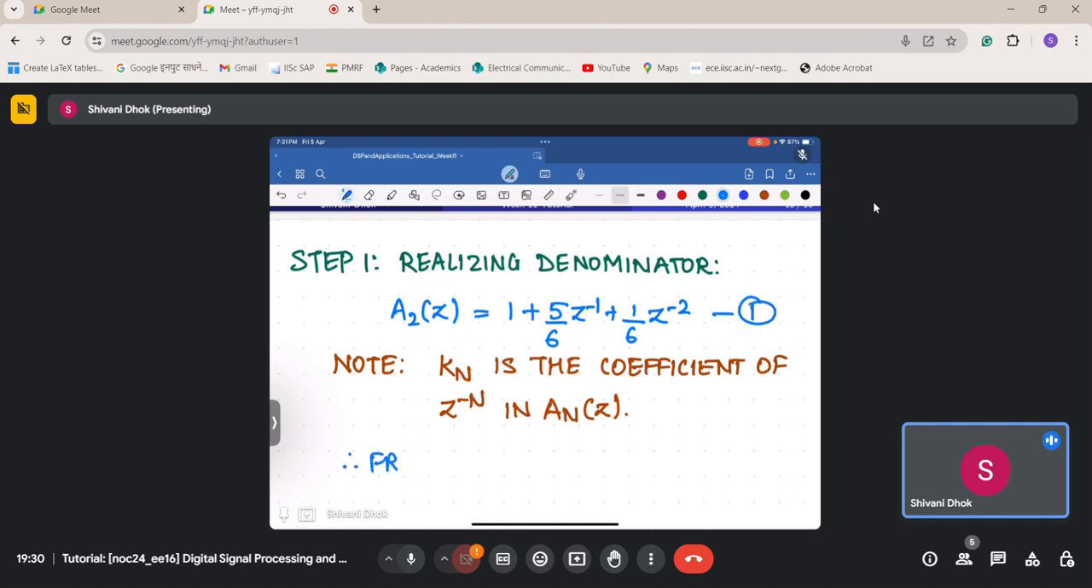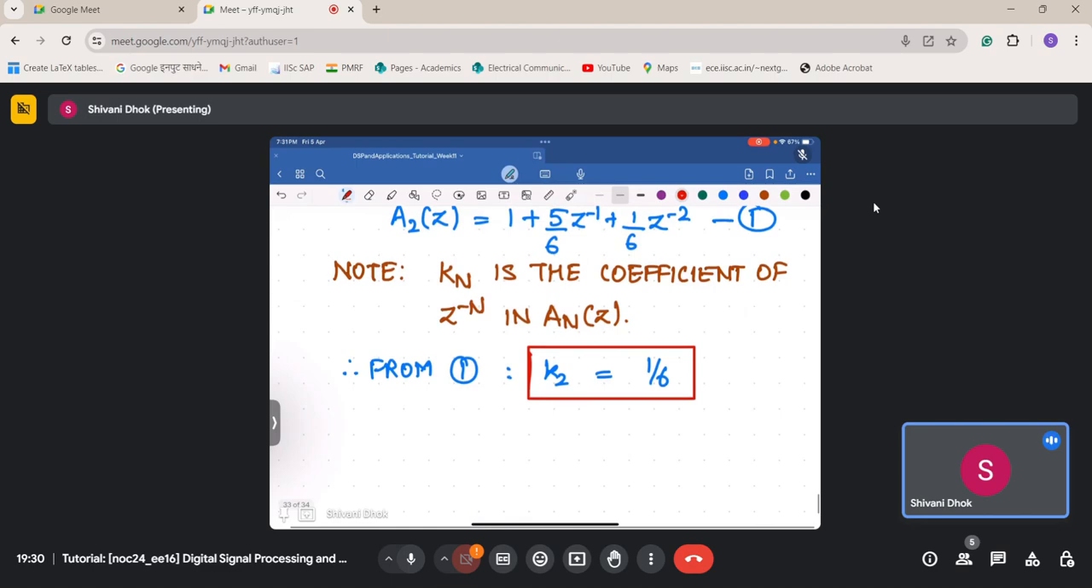Therefore, from 1, k2 is equal to 1 by 6. So this is the value of k2 that we are having. Okay, so now we have k2. Next thing that we need to do, for the second stage, is figure out the gain for the second stage also.